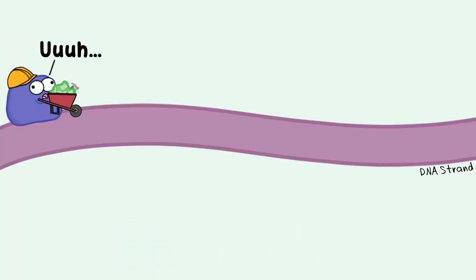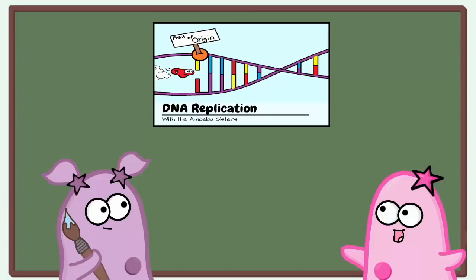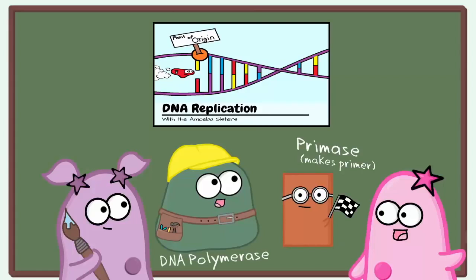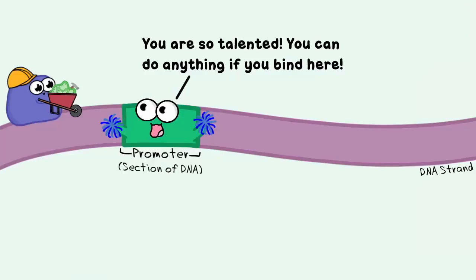The thing about RNA polymerase, though, it gets a little confusing for RNA polymerase without somewhere to bind. If you watched our DNA replication video, you learned about DNA polymerase and how it had to have a primer to know where to start. Well, RNA polymerase needs a promoter.